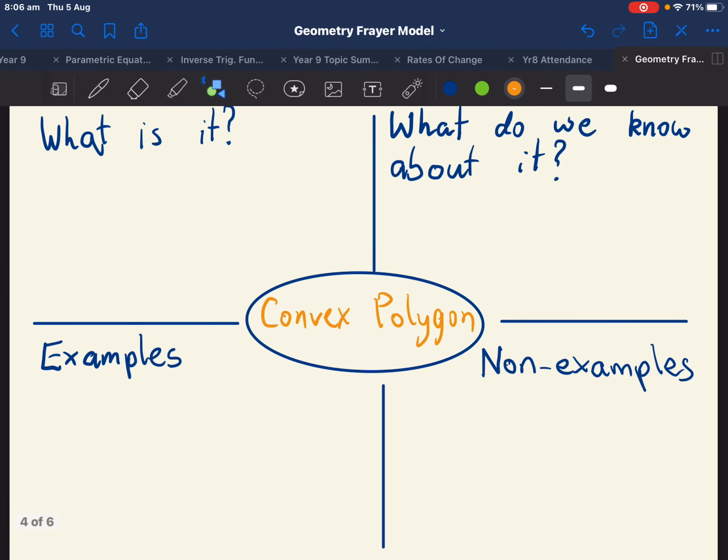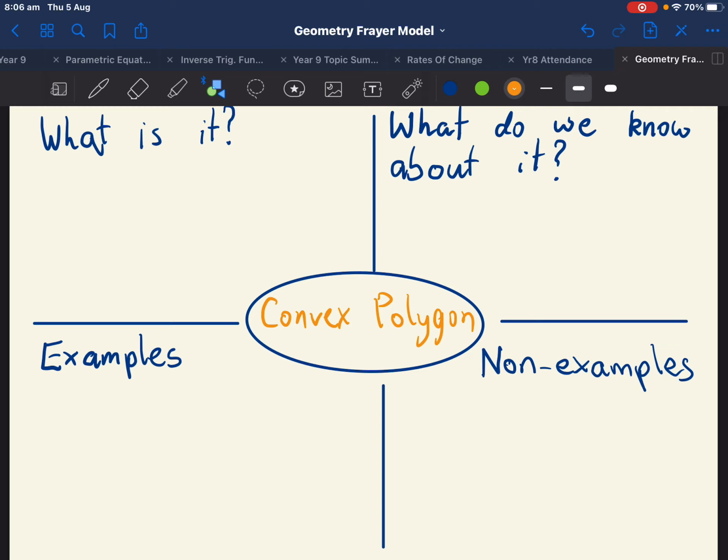All right, on to our next term. This one is convex polygon. So again, pause the video. I want you to fill out these sections for what you think a convex polygon is. All right, so hopefully you've gone through and filled out these sections yourself using your own words.